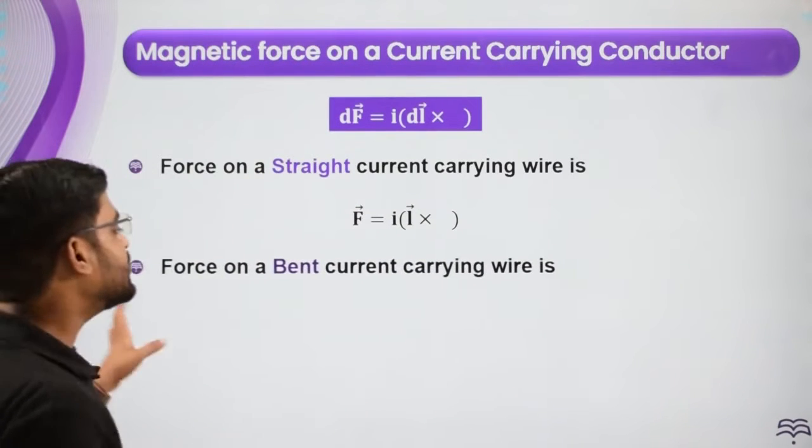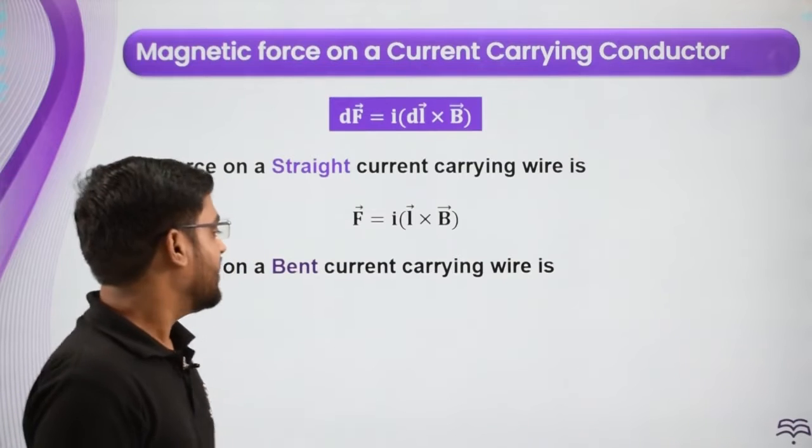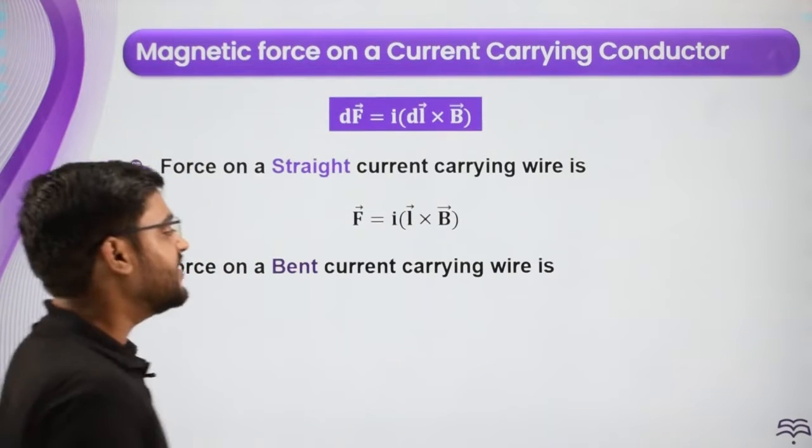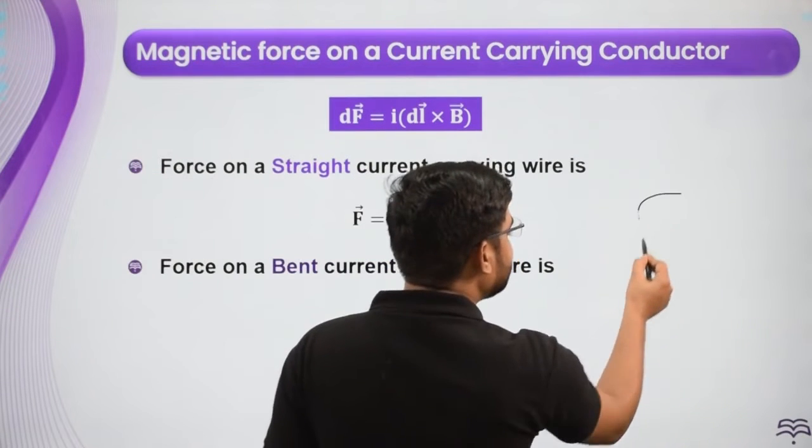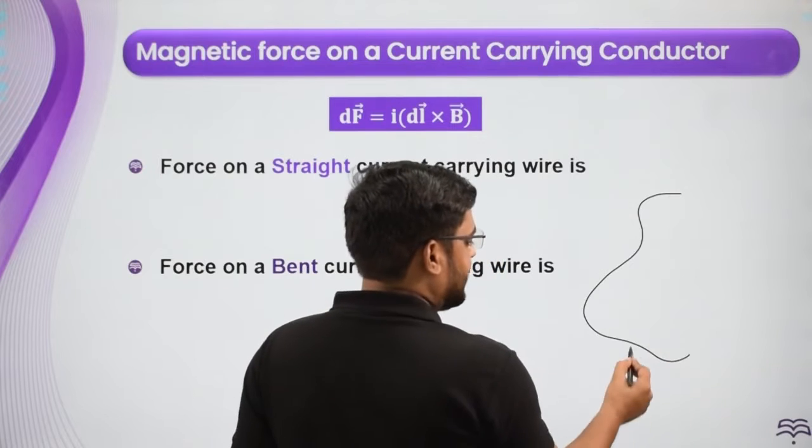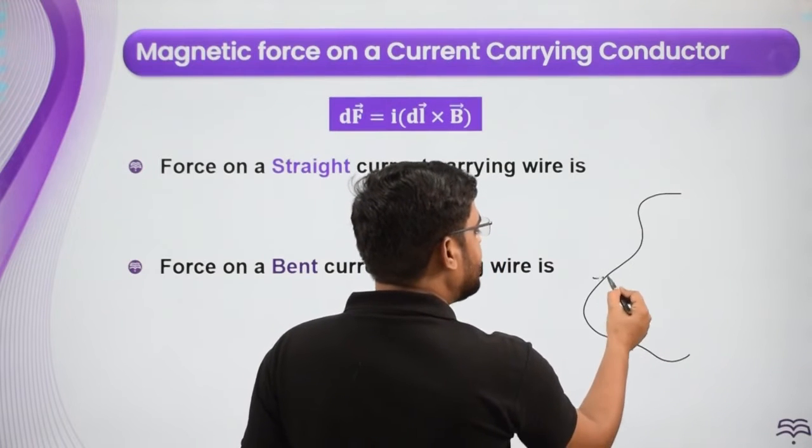Next is force on a bent conductor, a current carrying wire. So if we have a current carrying wire, but it is not a straight wire, it is like this. So the current is going this way.